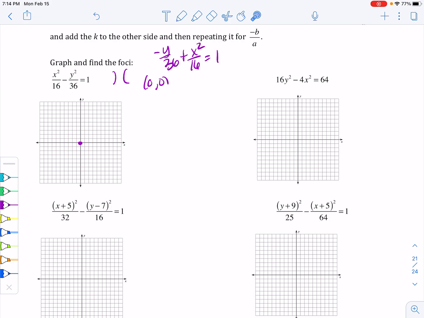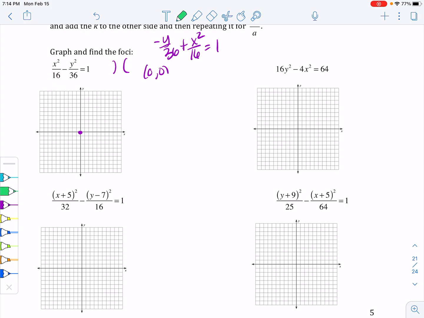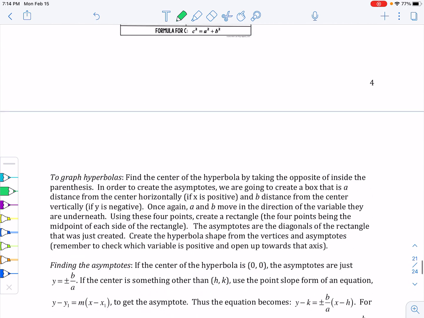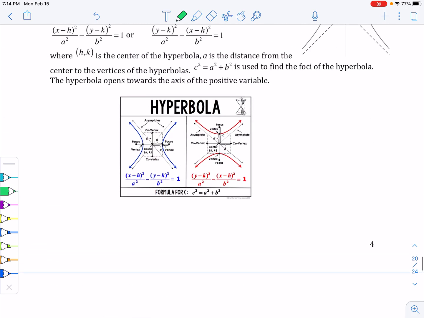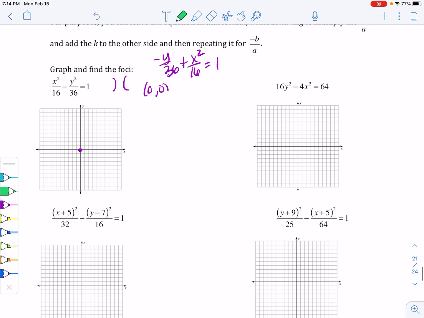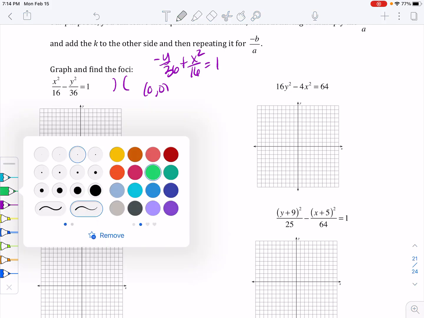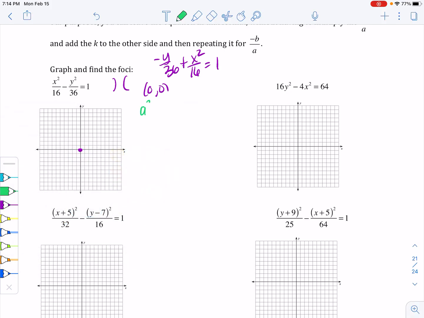We find the same thing to get our vertices and our co-vertices. In this case, they don't actually care about a squared and b squared. It just makes a difference on the ellipse one. So we have a squared is 16 and b squared is 36. So that means a is 4 and b is 6.